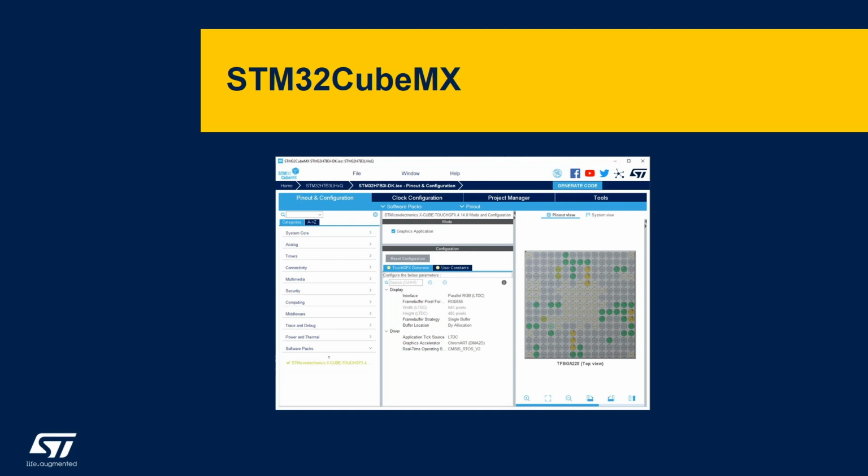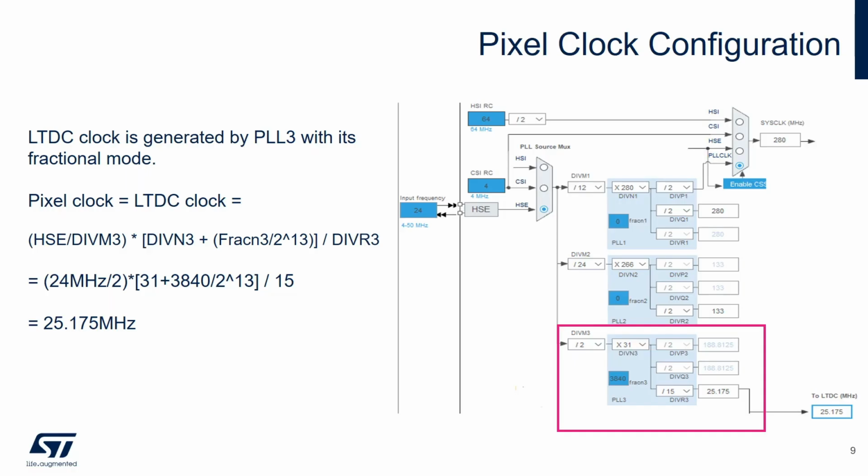Using STM32CubeMX, it's very easy to customize the display timings in a graphical way. Within STM32CubeMX, you can navigate to the clock configuration tab and see that STM32H7B devices have a dedicated fractional PLL to generate the pixel clock. Per the display datasheet, we need to set up the LTDC clock or pixel clock to 25.175 megahertz.